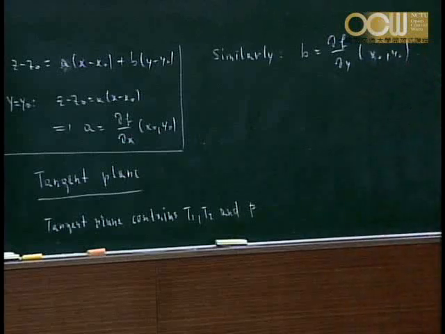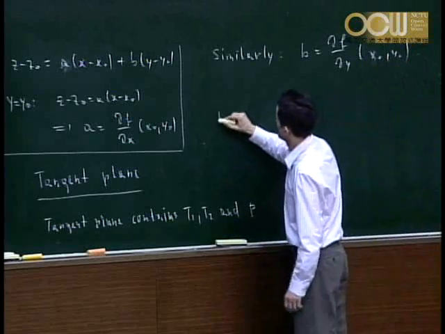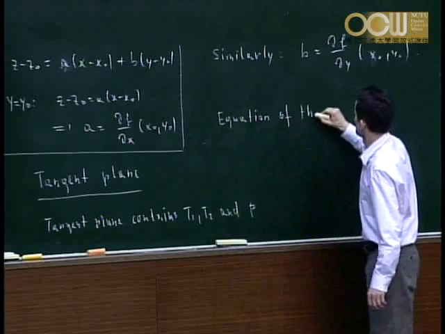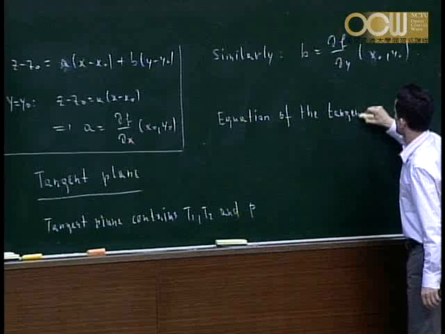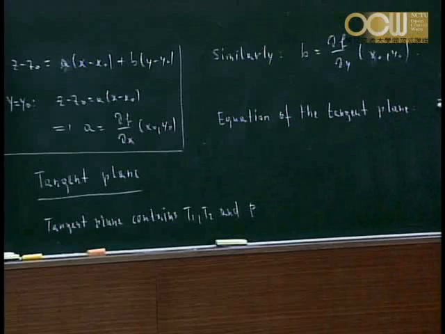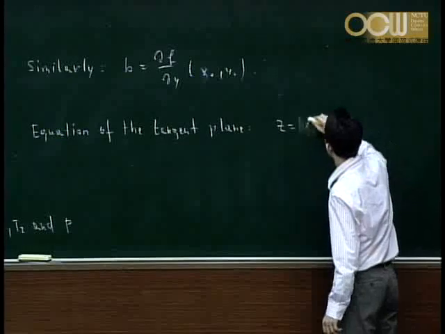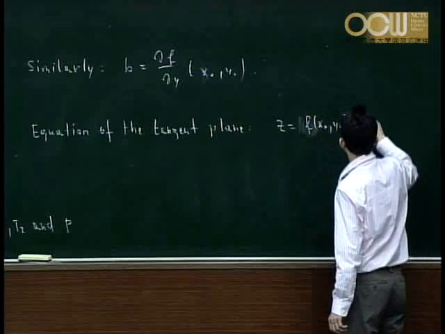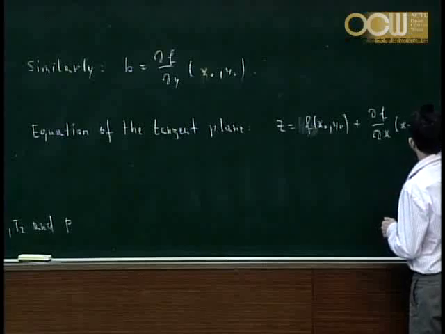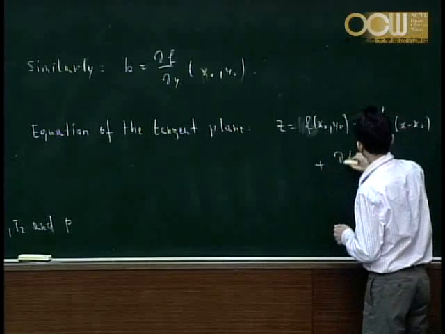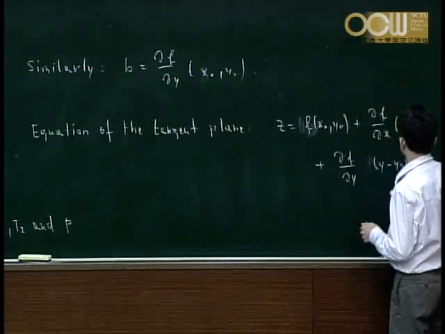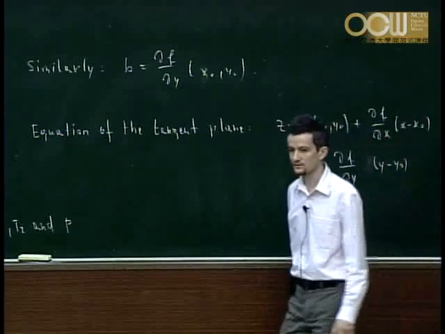Okay, so you see that an equation of the tangent plane is given by z equals z0. For z0, you can also write f of x0, y0, plus the partial derivative of f with respect to x times x minus x0, plus the partial derivative of f with respect to y times y minus y0. Of course, those are evaluated at the point x0, y0.